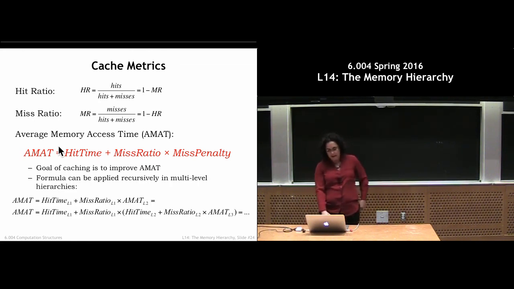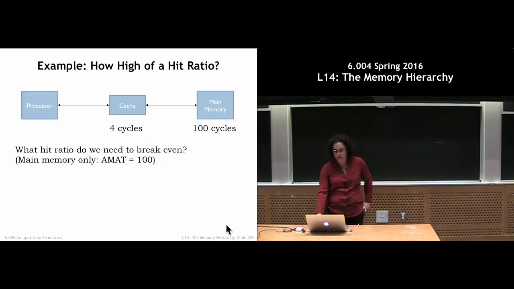You could also apply this equation recursively. So as we said, we can have multiple levels of caches. And so if you had a level 1 and a level 2 cache, you would simply plug in the values for level 1, and then you do the same thing recursively for level 2, and so on. And so this equation continues to work.